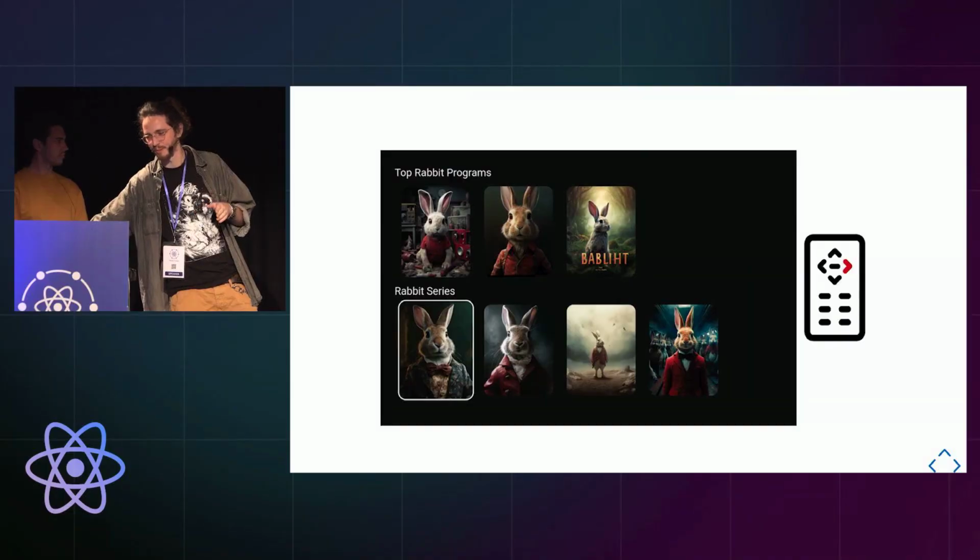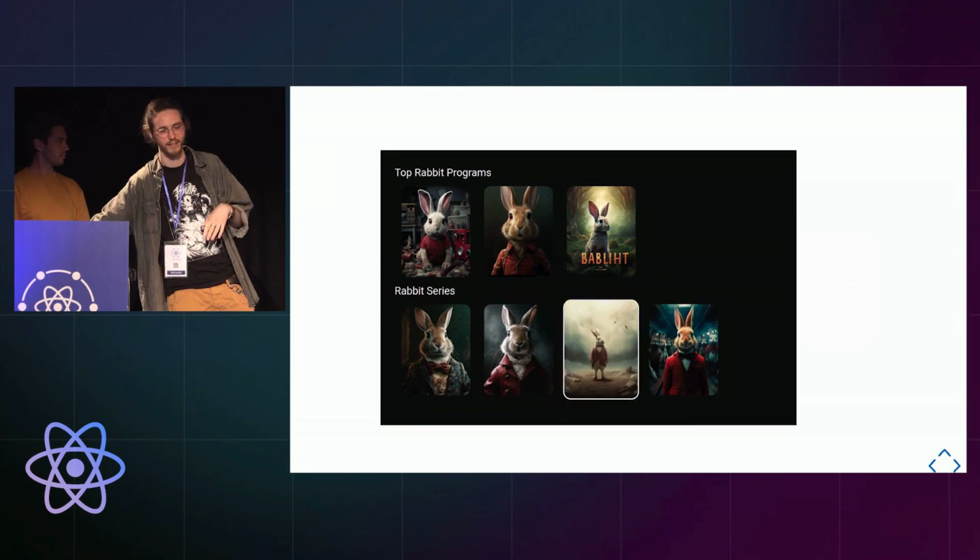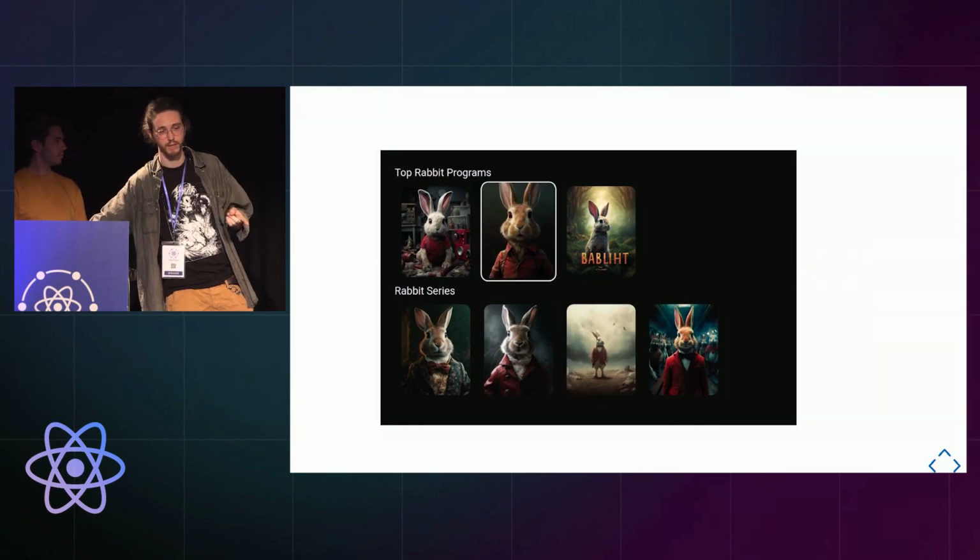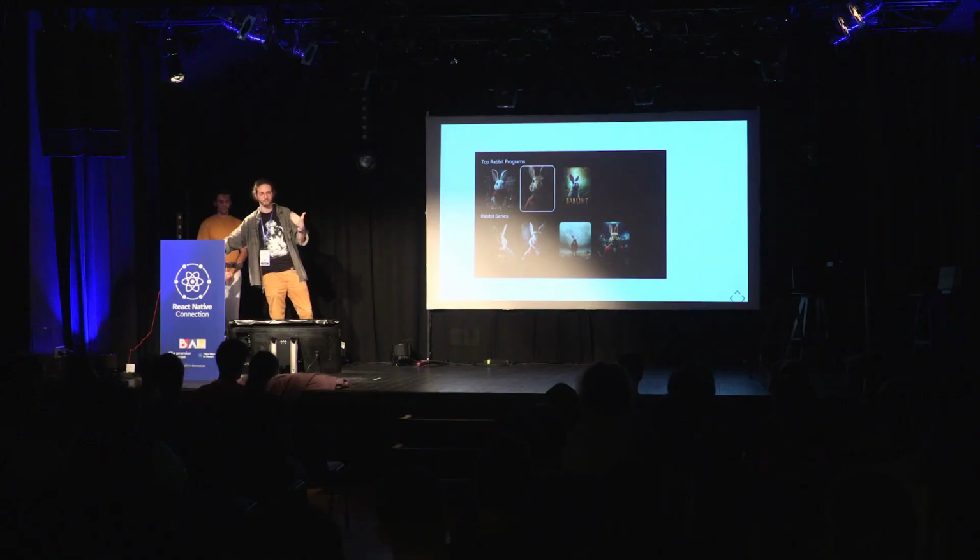It could be a grid. It's another component, but it has a different behavior. The grid would be second bunny, I press right. If I go back up, I'll get back to the second bunny of the previous row. So we keep track of what programs we were on. Those are the spatial navigation rules of a TV app.